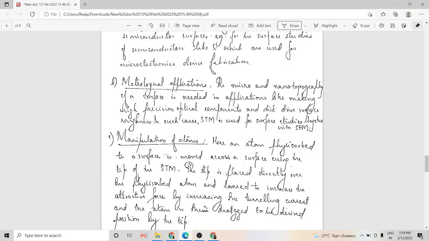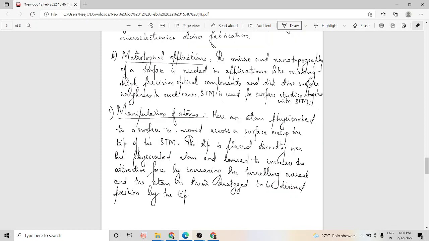Metrology, the term means the science of weights and measures, or it's a science of measurements. So for the making of high precision optical components and in the development of the disk drive surfaces, which are all involved in metrological applications, we use this equipment, that is the scanning tunneling microscope. It is used for the surface studies in combination with the SEM.